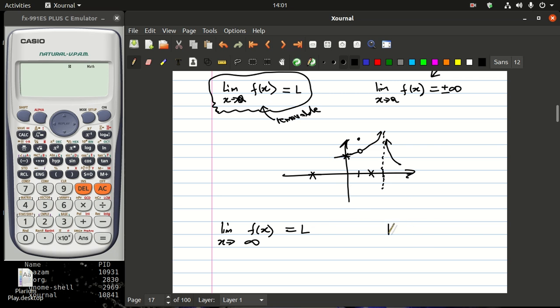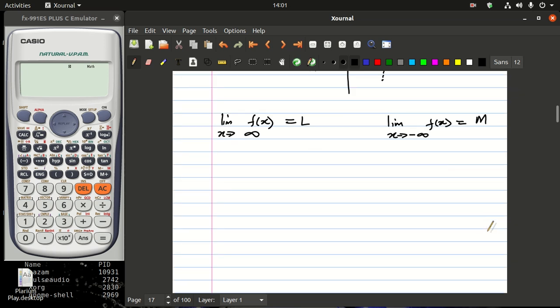And also, what do we mean by saying the limit as x approaches negative infinity of f of x is equal to some m? And also, how do we end up evaluating these particular limits? And what will be the meaning of the limit as x approaches infinity of f of x if we say that this one is equal to maybe negative infinity or positive infinity?